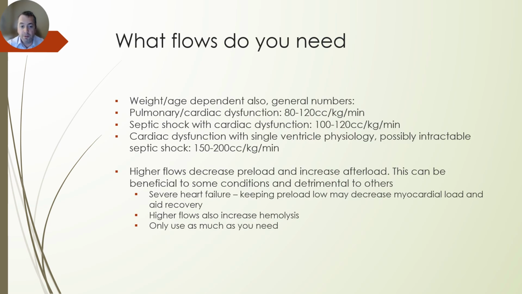So first, talking about flows and how much flow you need on pump and why that's important. There are some weight and age-dependent factors, but general numbers for pulmonary or cardiac dysfunction are between 80 and 120 cc's per kilogram per minute. Septic shock with cardiac dysfunction needs a little bit higher, and cardiac dysfunction with single ventricle physiology and possibly intractable septic shock also need higher flows, although that latter one is somewhat debated.